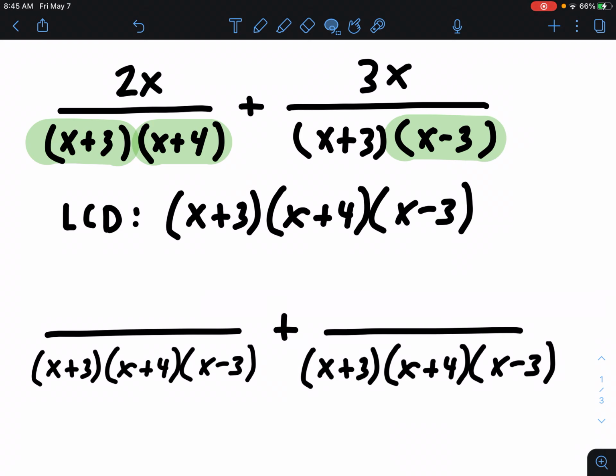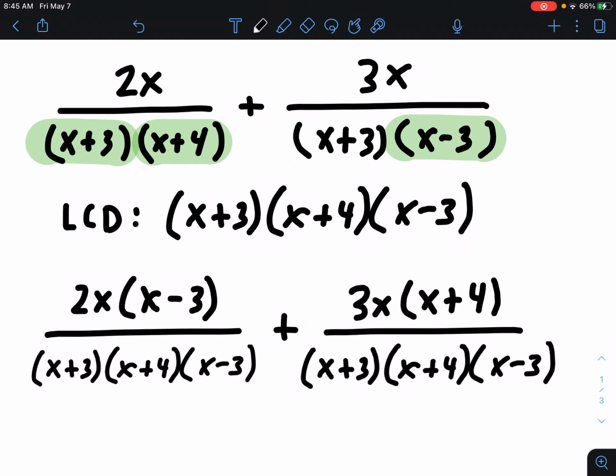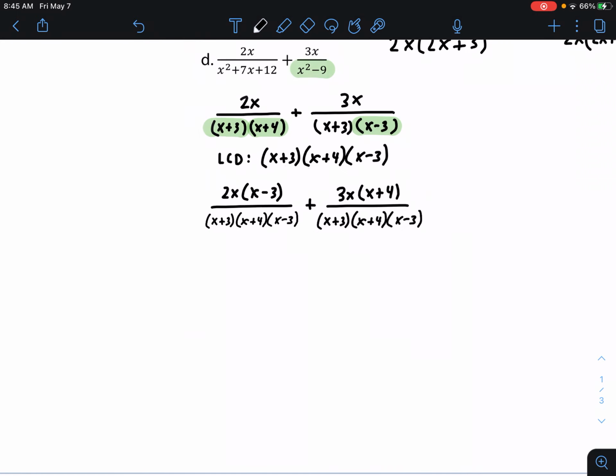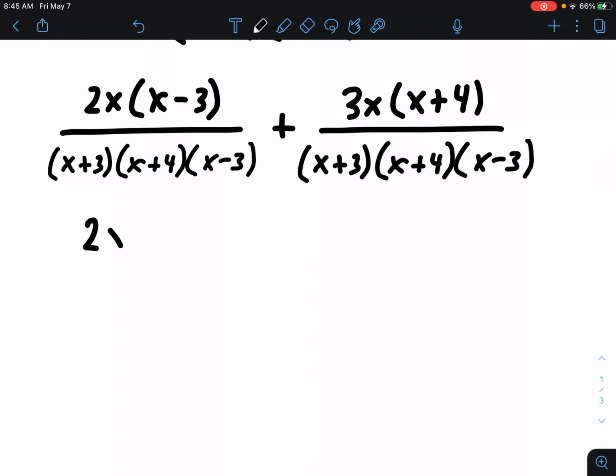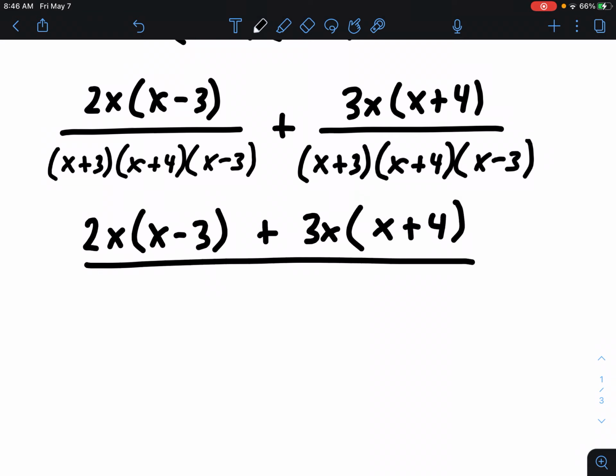All right. And so then we have to think, okay, what do I do to x plus 3, x plus 4 to turn it into that new denominator? Well, I multiply it by x minus 3. So we have 2x times x minus 3. And what do I do to x plus 3, x minus 3? Well, I got to multiply it by x plus 4. So this one I multiply by x plus 4. Okay, and then we're going to add and do some distributing and all that fun stuff. And so hopefully we're going to get something we can cancel in this one, but we may not, and that's okay. And again, if you want to do the distributing at the same time here, you can.